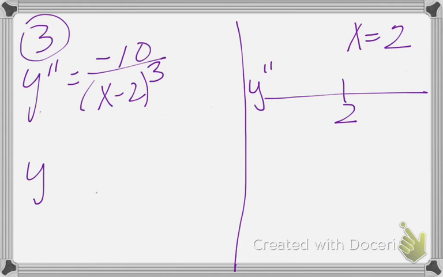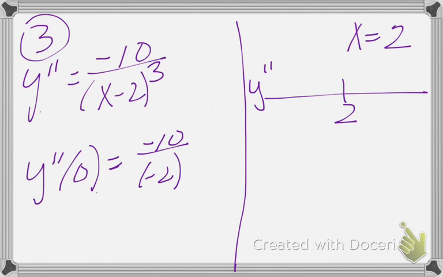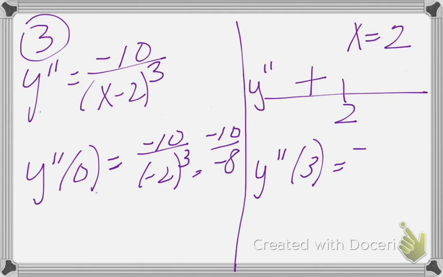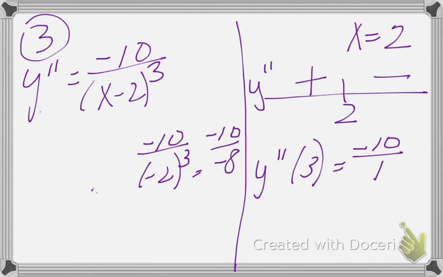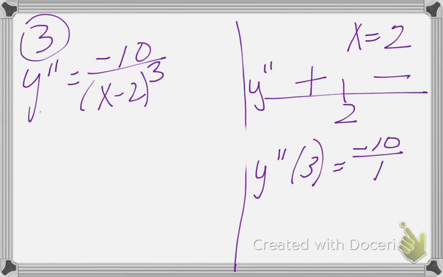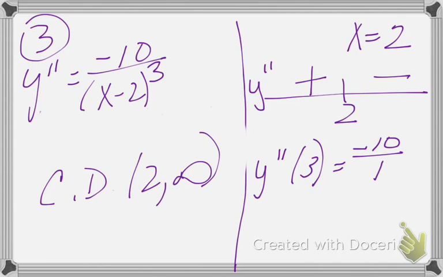Okay, so if we do y double prime of, let's try 0, we get negative 10 over a negative 2 cubed, which is negative 10 over negative 8, so that's positive. And if we do y double prime of 3, we're going to get negative 10 over 1 cubed, which is just 1, and that will be negative. And so the question is asking, when is this concave down? So it's concave down from 2 to infinity, so greater than 2, and that is choice E.